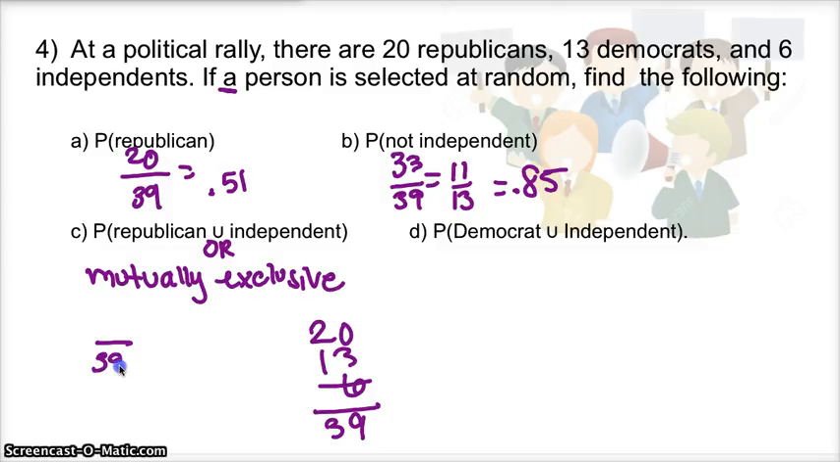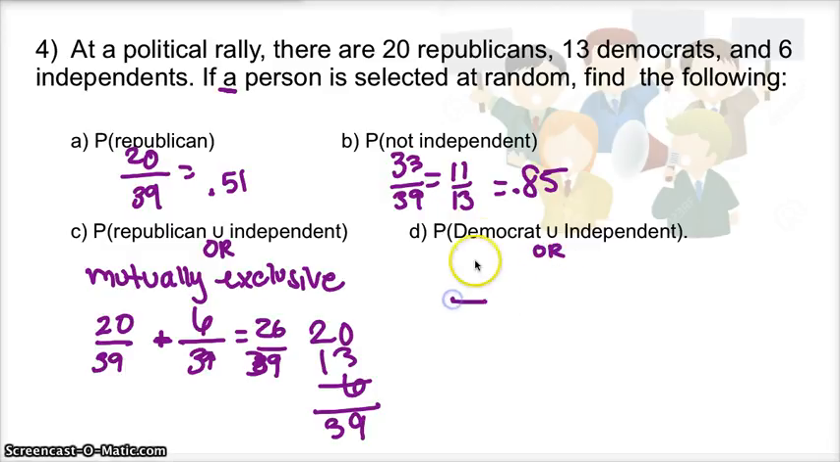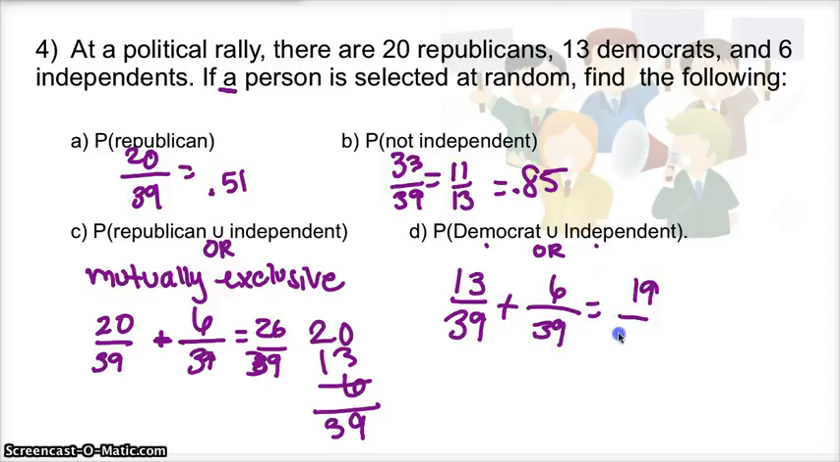So there are 39 people, and we said there were 20 Republicans. And the probability of getting an independent, those are the 6. So if I add all of that up, it's 26 over 39. That's a 3. It just got really messy. And then last of all, the probability of selecting a Republican or a Democrat, Democrat or an independent. Out of the 39 people, there are 13. We're going to add the probability of each of these events. So this ends up giving me 19 out of 39.